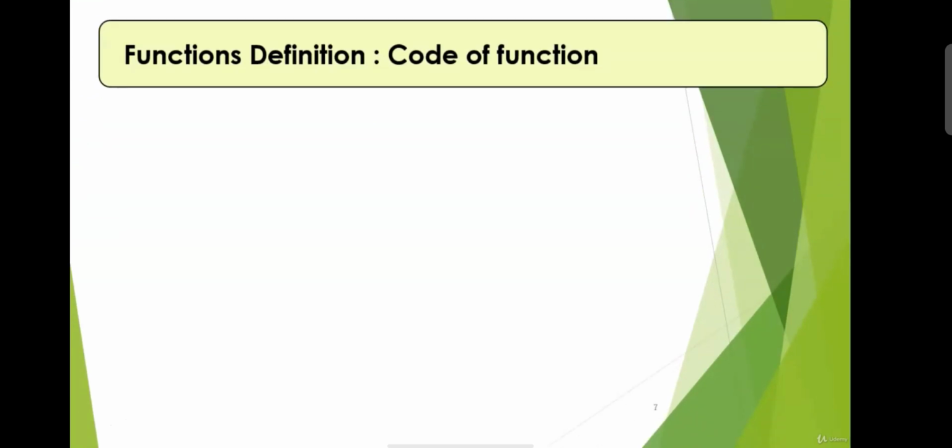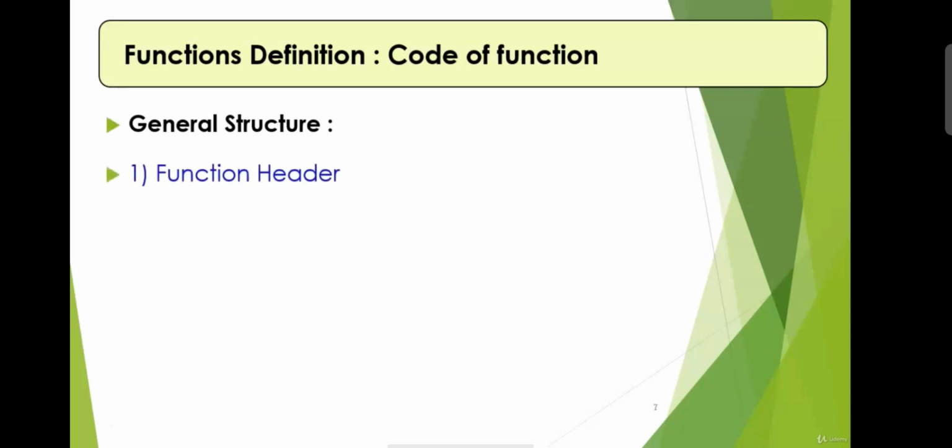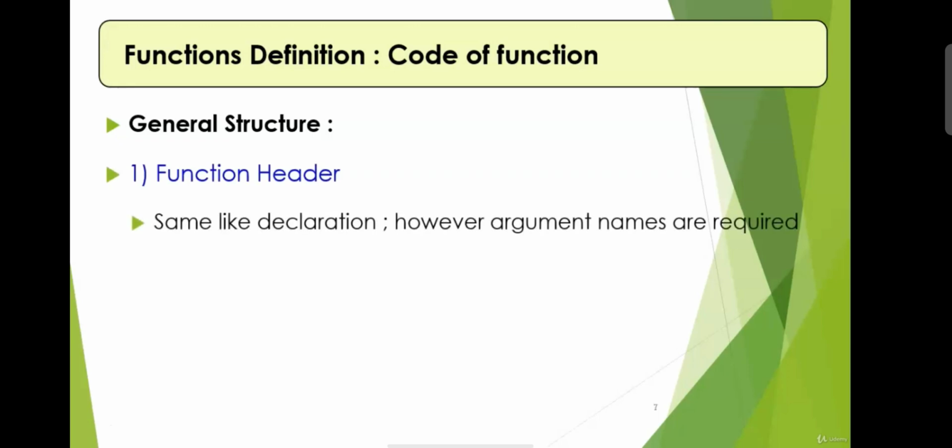Let's go ahead to the second element of the function, that is function definition. So the general structure of function definition is like this. There are actually two parts. The first part is the function header. The function header is similar to a function declaration. However, there is an important difference: here the argument names are required. These argument names are optional in case of function declaration.